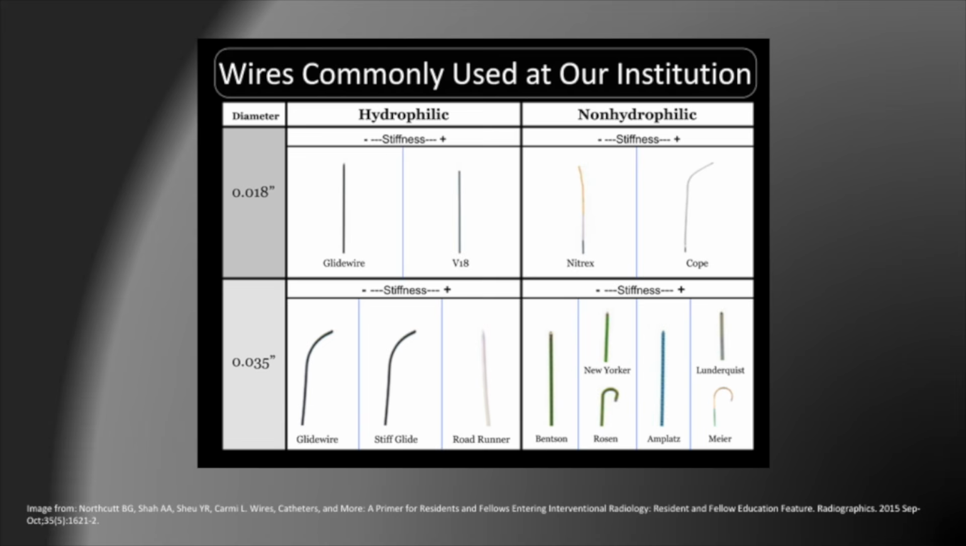Some very commonly used wires include those all the way in the upper right, or the Cope wire, which is used to gain initial access into a vessel. Another very commonly used wire on the bottom left is the Glide wire, which is typically used to navigate through vessels. And then another commonly used wire on the bottom right, second to last, is the Amplatz wire. And this is a stiffer, hydrophobic wire which can help with exchanging various catheters, tubes, or lines.